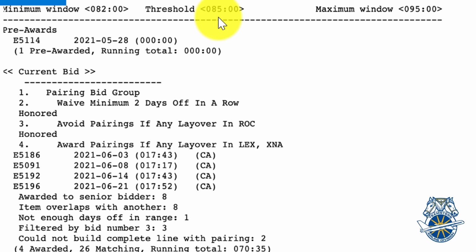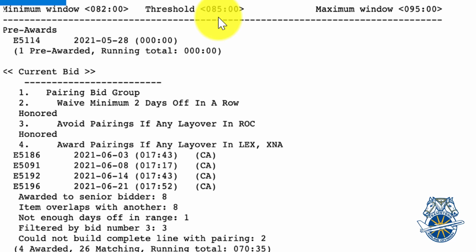So the threshold, like I was saying, that's what the system is trying to build a line to. So it's saying, you know, any pilot at this base, which I believe was Newark, we'll call it the Newark captain. This Newark captain, you know, theoretically was trying to get to a line up to 85 hours. And if it couldn't get to the 85 hours, as long as it got over 82 hours, it awarded him that line. And we had the max window of 95 hours.